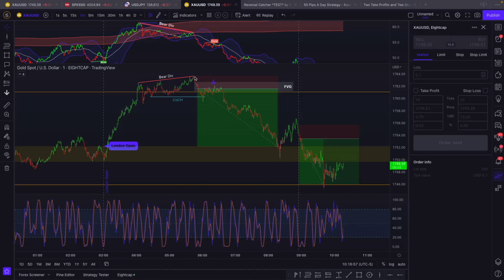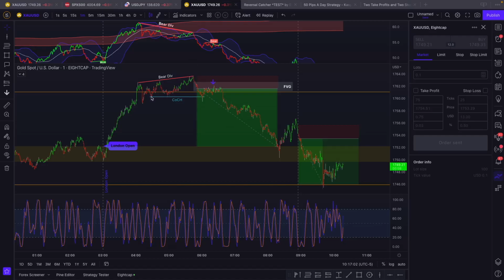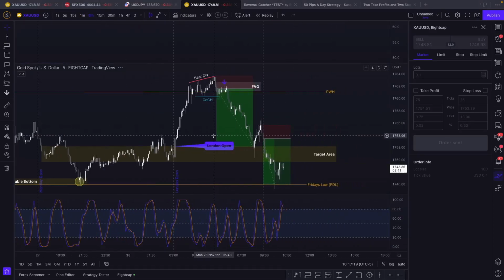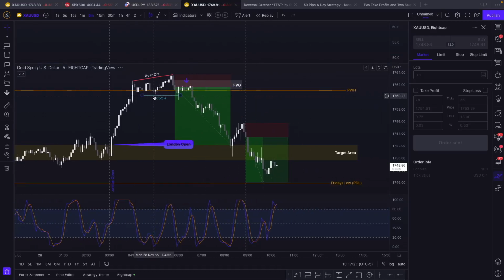So I was already looking for shorts here, but now I wanted to see the confirmation here from the change of character. And we got it here. We broke this equal low right here, dropped below it, and pulled back into the 1 minute and 5 minute fair value gap that I already pointed out earlier. And if we now go back to a higher time frame, we can see this trade played out beautifully.